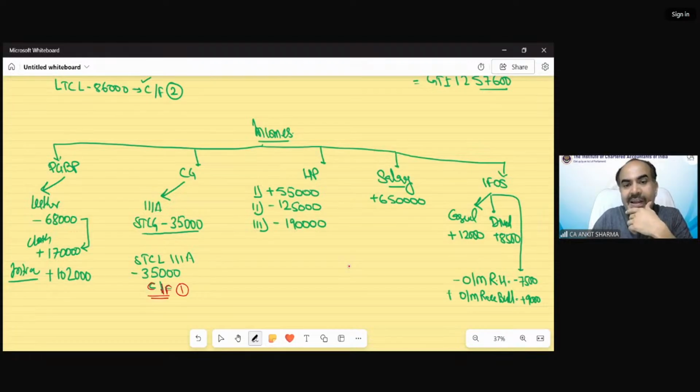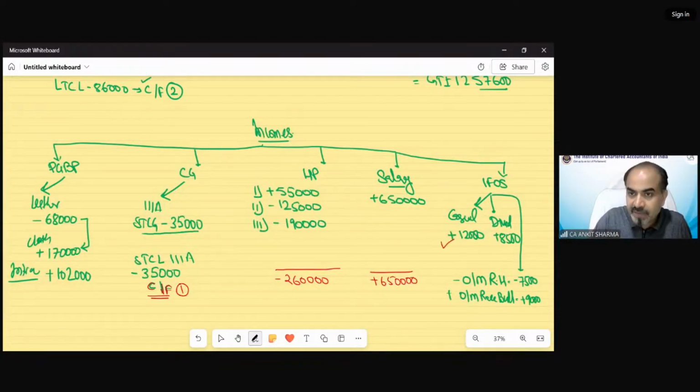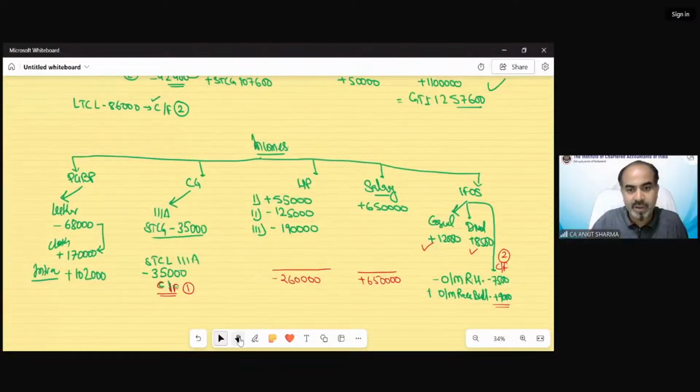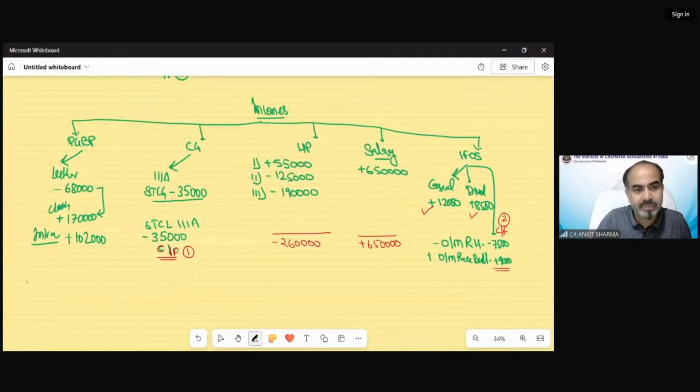Now house property intra-head. After intra-head, your house property loss would remain 2,60,000. We are just going through intra-head first. Salary would remain 6,50,000. Casual income will remain 12,000. Dividend would remain 8,500. Owning and maintaining racehorse losses, that is going to be carried forward. And this profit of 9,000 will remain as 9,000. Understood? Now we will go for inter-head. As you can see, under PGBP, there is no loss. So there is no inter-head. This is going to be carried forward.